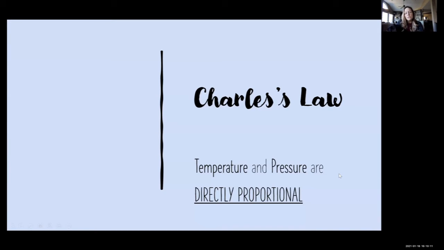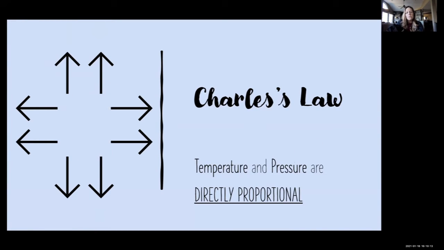And so Charles's law is what we call directly proportional. Temperature and volume are directly proportional, meaning if one goes up, the other goes up. If one goes down, the other goes down. So if you were to note temperature and volume with arrows, they would always be pointing the same direction where Charles's law is concerned.